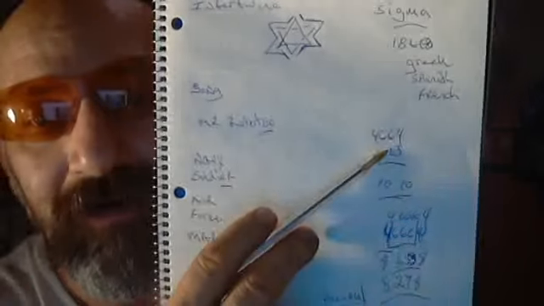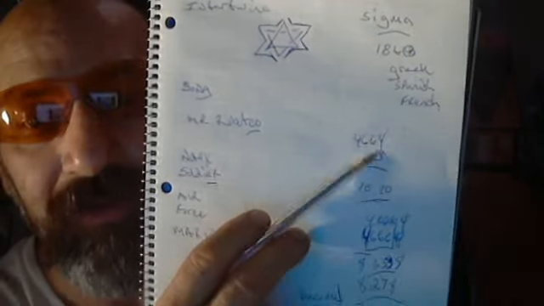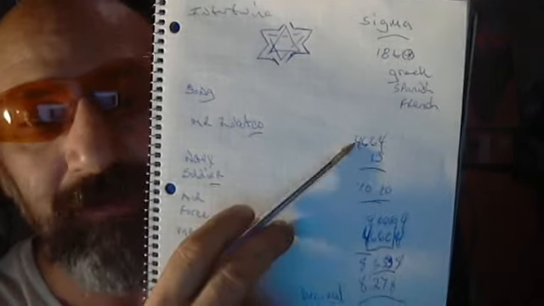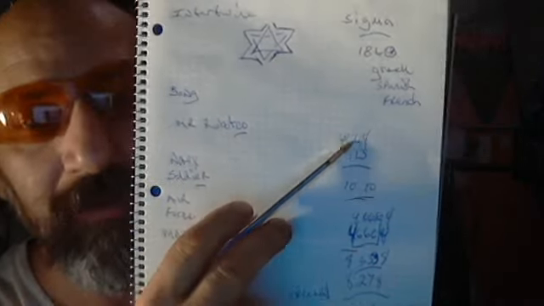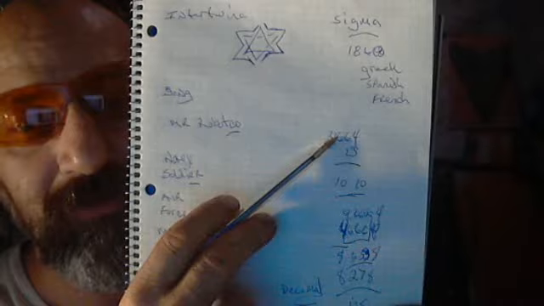So what we would get over here is 0. And then 3 times 4 is 12. 3 by 6 is 18. 3 by 6 is 18. 3 by 4 is 12. It becomes 3, 9, 9, 3. 3 by 4 is 12, 1 and 2 is 3. 3 by 6 is 18, 1 and 8 is 9. 3 by 6 is 18, 1 and 8 is 9. 3 by 4 is 12, 1 and 2 is 3.